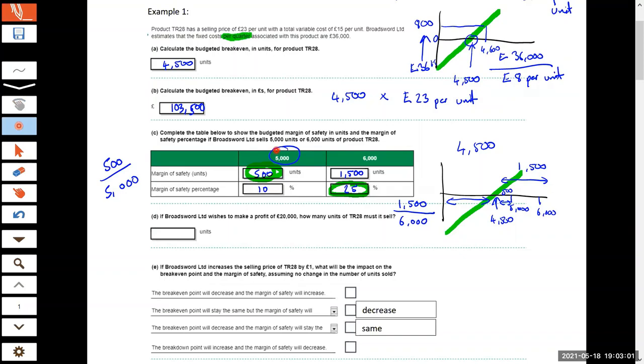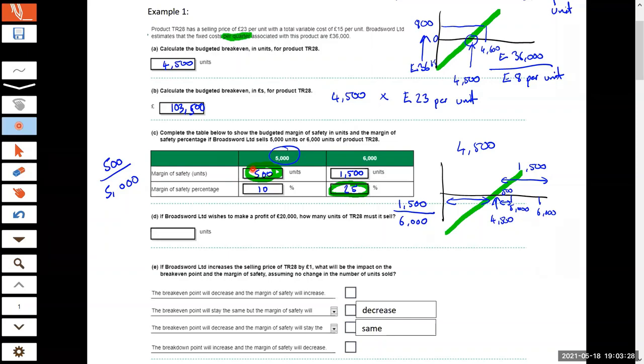Now, how far have we gone from 4,500 units to 5,000 units? Well, the answer is 500 units, okay? There's that extra 500 units to get from 4,500 to 5,000. Are you happy with that, Shelley? That's how we got the 500. It's that extra distance we're going beyond break-even. We're producing an extra 500 units beyond the break-even number of units.